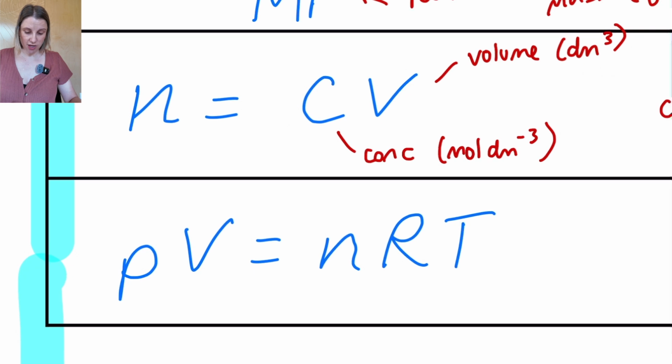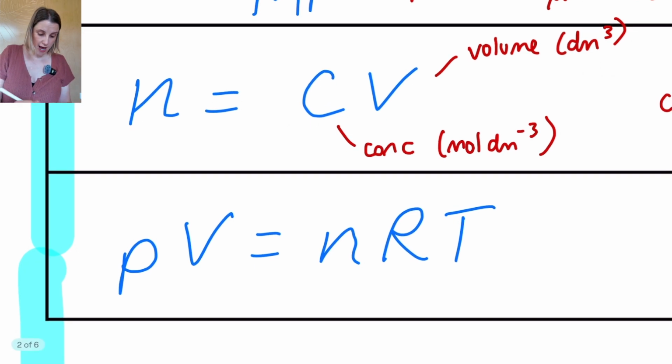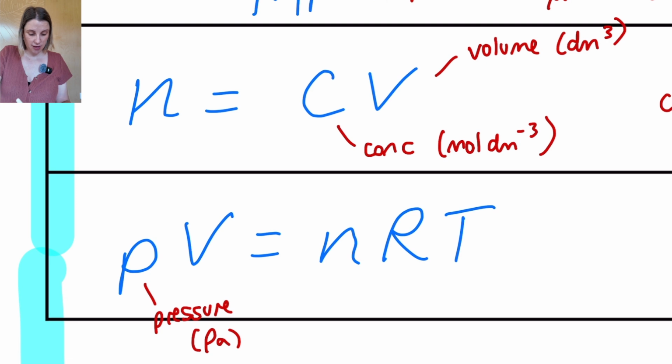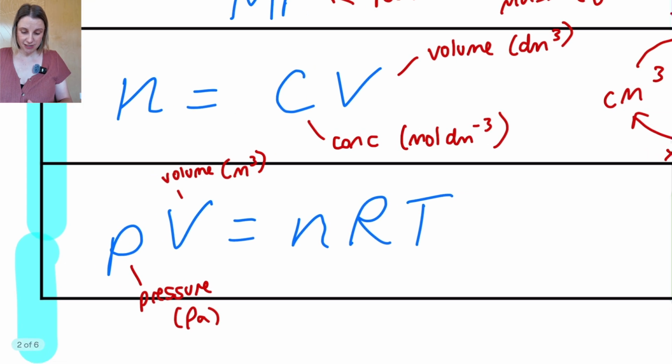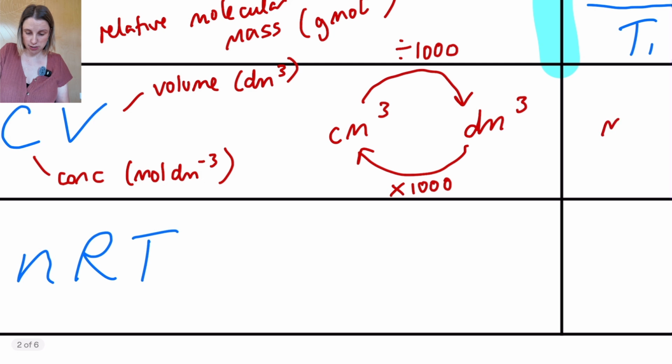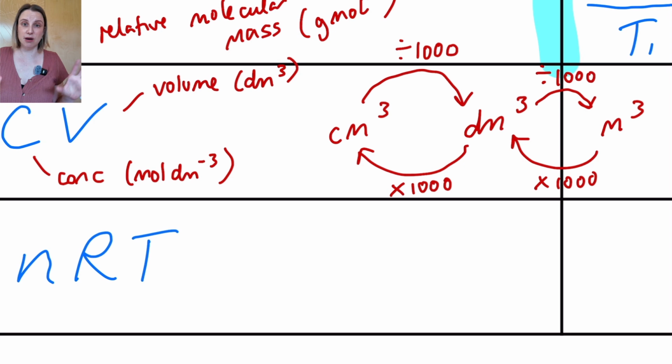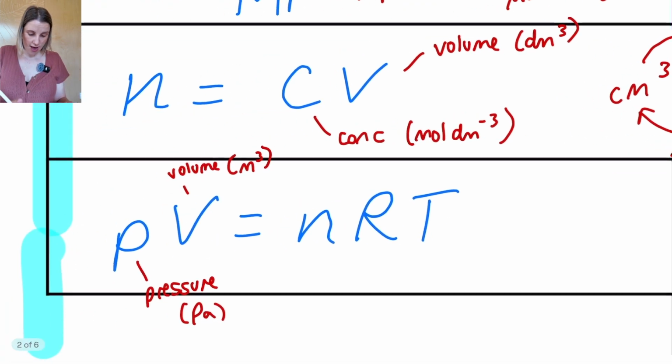And then this here, you definitely need to know the units for. So P here is your pressure, and that's going to be measured in pascals. V is your volume, which in this case is going to be measured in meters cubed. Now meters cubed is another 1,000 times bigger than a decimeter cubed. So if we were continuing this conversion here, I'm going to divide this by 1,000 and times this one by 1,000. So you can see how all of these numbers kind of relate to each other.